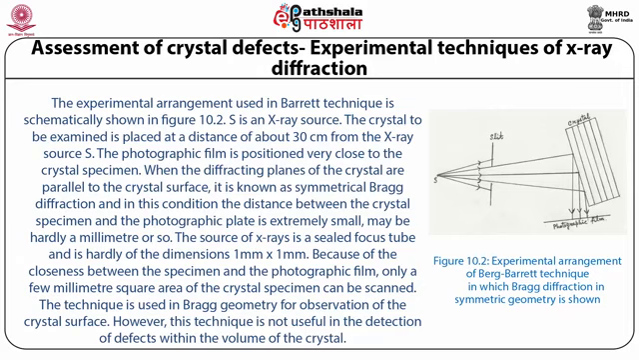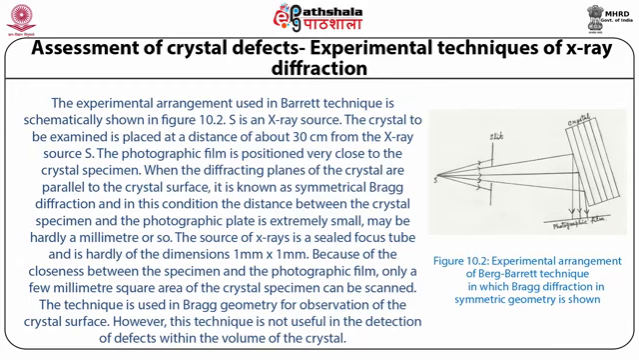When the diffracting planes of the crystal are parallel to the crystal surface, it is known as symmetrical Bragg diffraction, and in this condition, the distance between the crystal specimen and the photographic plate is extremely small, maybe hardly a millimeter or so. The source of X-rays is a sealed focus tube and is hardly of the dimensions 1 mm by 1 mm. Because of the closeness between the specimen and the photographic film, only a few millimeter square area of the crystal specimen can be scanned.